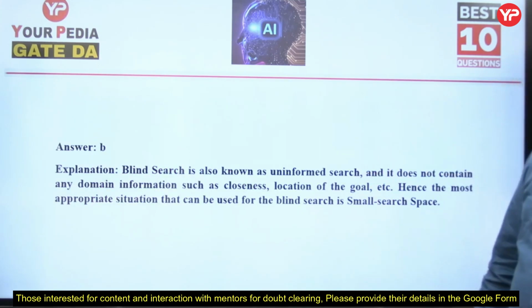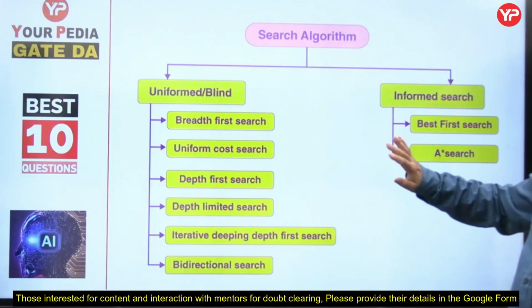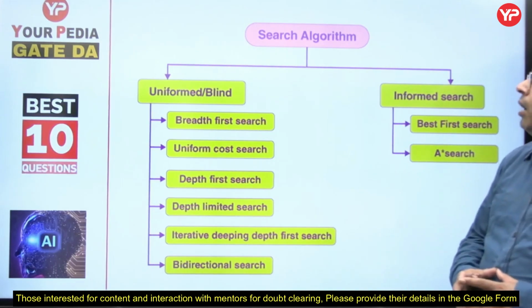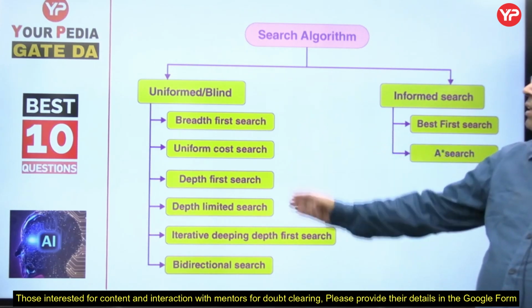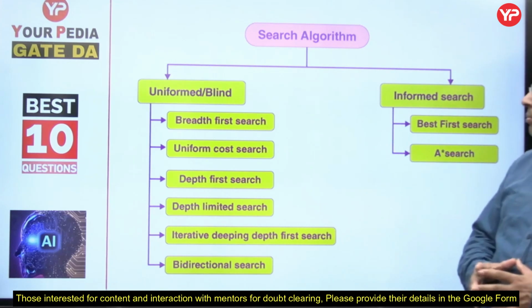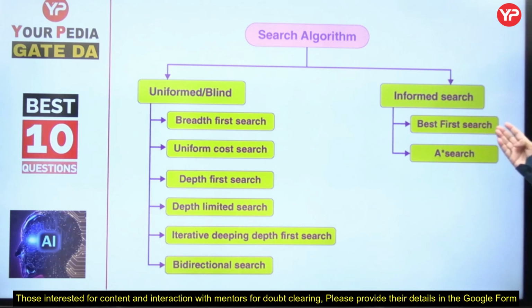So here you see, blind search is also known as uninformed search, and it doesn't contain any domain information such as closeness, location, etc. So these are the search algorithms: uninformed or blind search, which has breadth first search, uniform cost search, depth first search, depth limited search, iterative deepening, bidirectional, and informed search, which has only two: best first search and A star search.